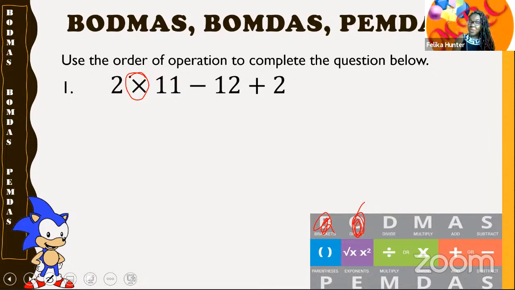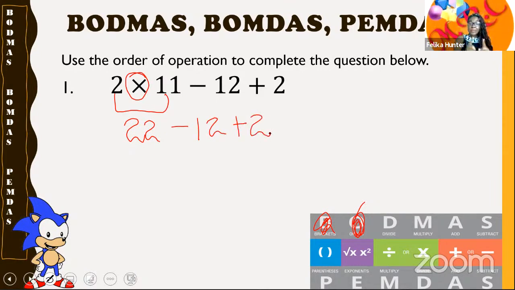Not that I do multiplication first at all times. But in this question, I don't have any division. It's the only one that is there. So I got to do it first. All right. So I say 2 times 11. That's the two numbers I'm multiplying. And that gives me 22. And what's left here? Minus 12 plus 2.